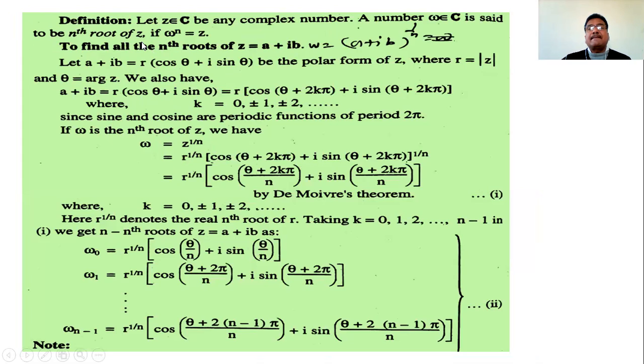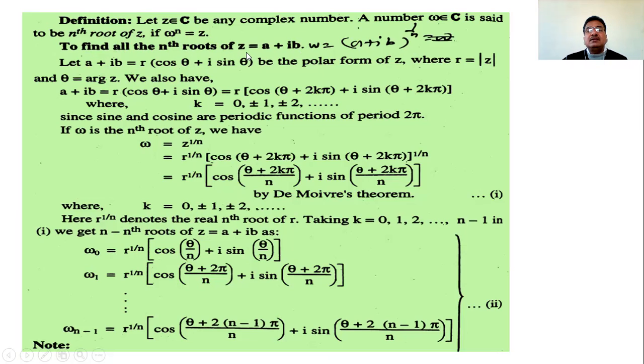So next, suppose z belongs to C, a complex number, and let w belong to C be its nth root if w raised to n is z. So the nth root of the number is what? w raised to n is z. Okay, w is called the nth root of z. Nth root of z means z raised to 1 by n, and z raised to 1 by n is w, means w raised to n is z. So w is called the nth root of z if w raised to n is z.